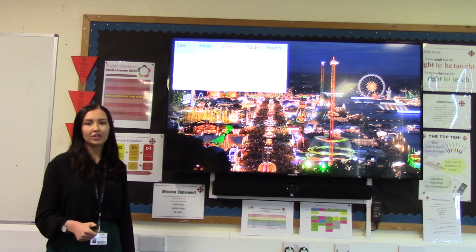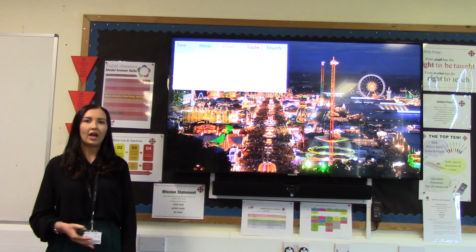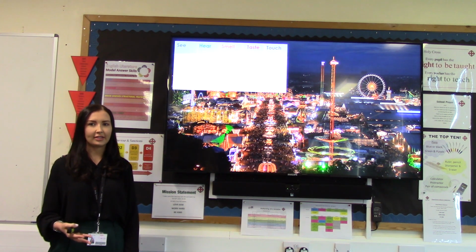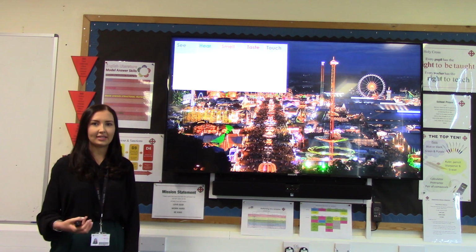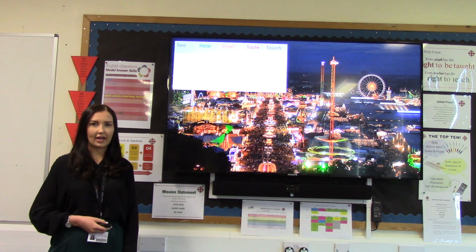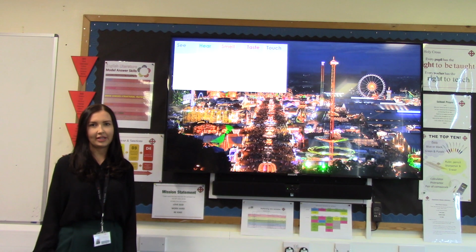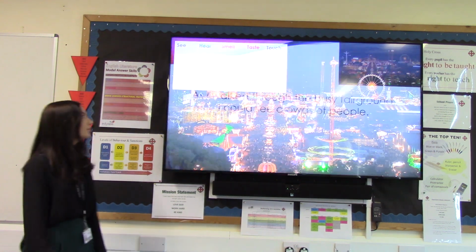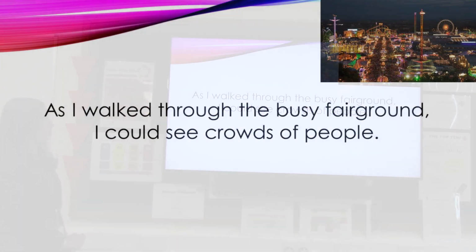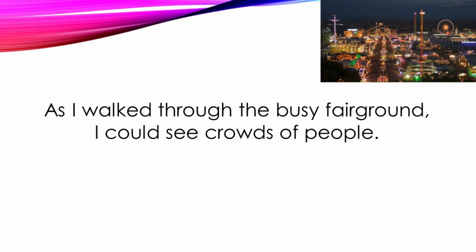Right, so now what we're going to do, we are going to use our table and turn this into a piece of writing. So we're going to start forming sentences to make a piece of descriptive writing. So here's the first sentence that we're going to use. As I walked through the busy fairground, I could see crowds of people.